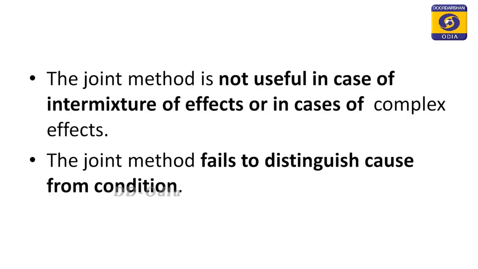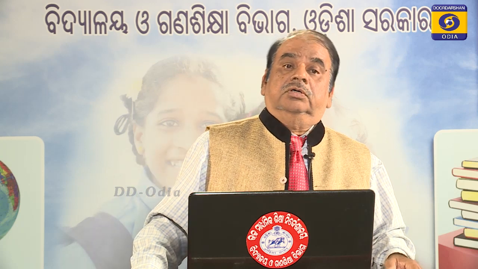Now, coming to another point of defect: the joint method fails to distinguish between cause and condition. This is a very important problem with the method, that very often the most important conditions which lead to the occurrence of the effect are confused to be the cause. Cause is not equal to the condition. Cause is the sum totality of conditions.